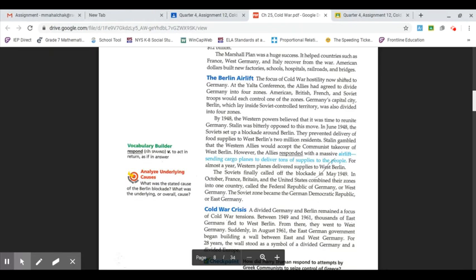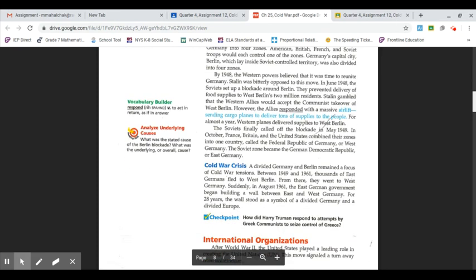However, the Allies responded with a massive airlift, sending cargo planes to deliver tons of supplies to the people. For almost a year, Western planes delivered supplies to West Berlin. The Soviets finally called off the blockade in May of 1949. In October, France, Britain, and the United States combined their zones into one country called the Federal Republic of Germany, or West Germany. The Soviet zone became the German Democratic Republic, or East Germany.